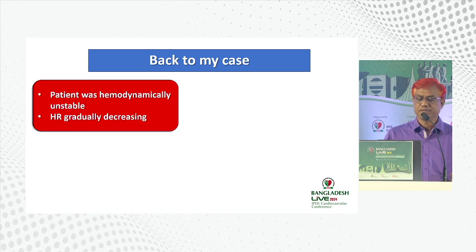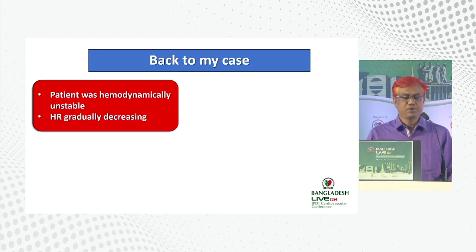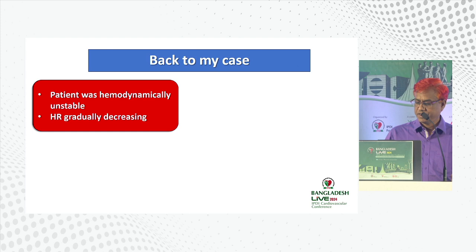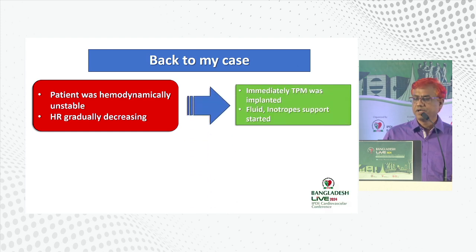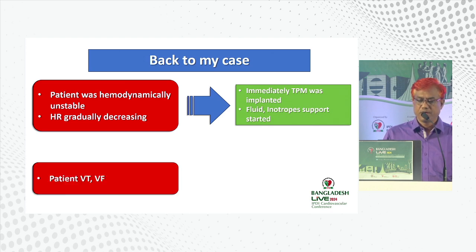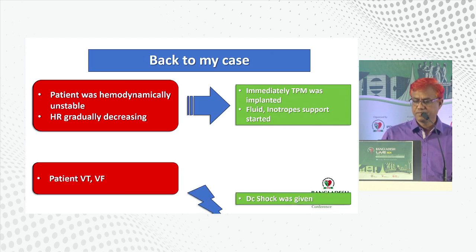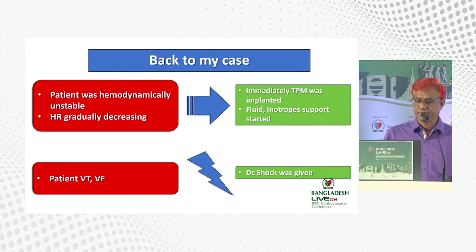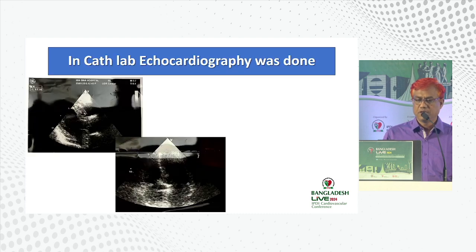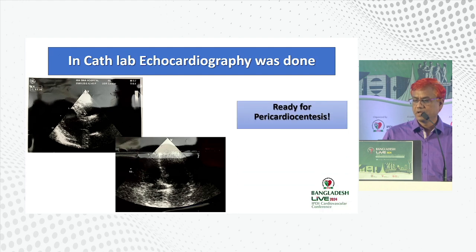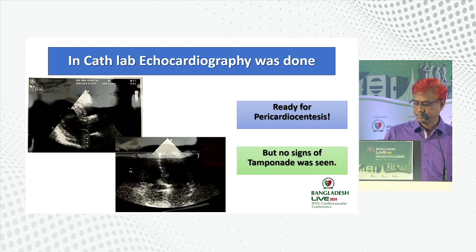Back to my case. The patient was hemodynamically unstable. Heart rate was gradually decreasing, and immediately TPM was done. Fluid and inotropic support was started. The patient developed VT/VF, and a DC shock was given. In the cath lab, echocardiography was done, ready for pericardiocentesis, but no sign of tamponade was seen.